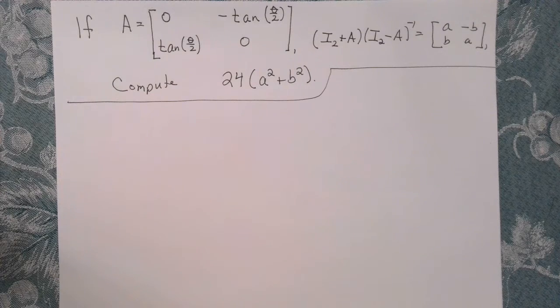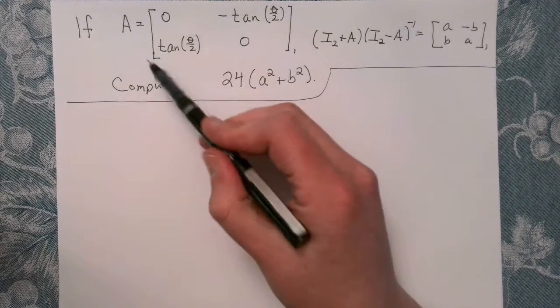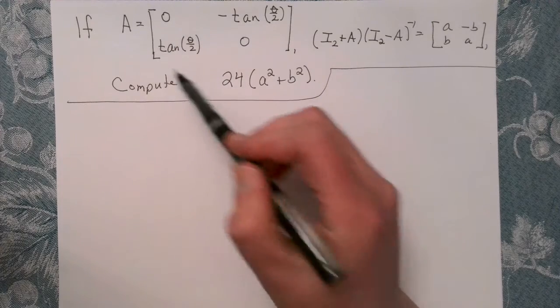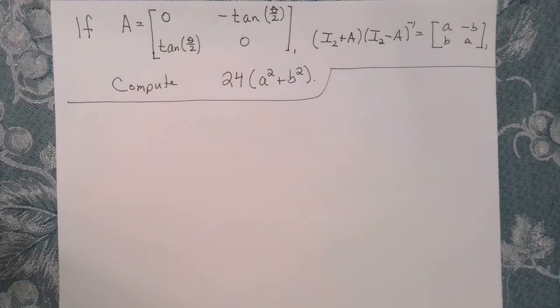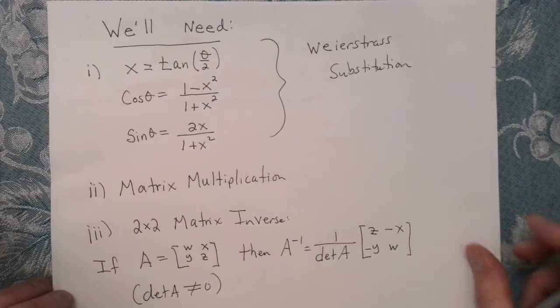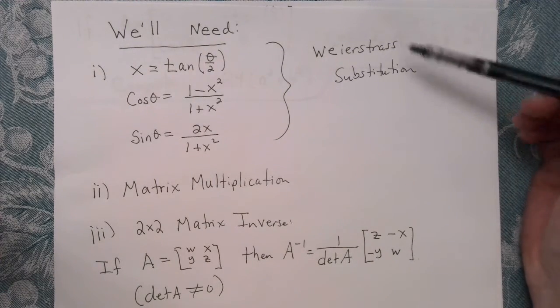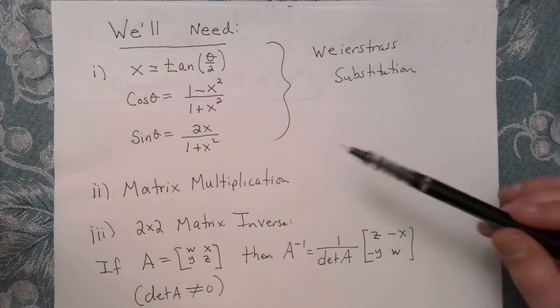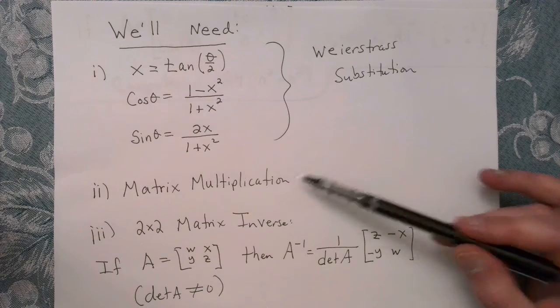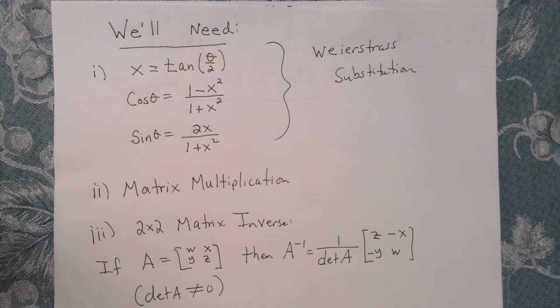We're going to need some tools, but before we mention the tools, I hope that your eye is drawn to this. We've used this Weierstrass substitution quite a bit on the channel, and so instantly when I saw the problem, my eye was drawn to that. So we're going to need the following. For sure, we're going to use a Weierstrass substitution. We're going to need classic matrix multiplication and the formula for a 2 by 2 matrix inverse.